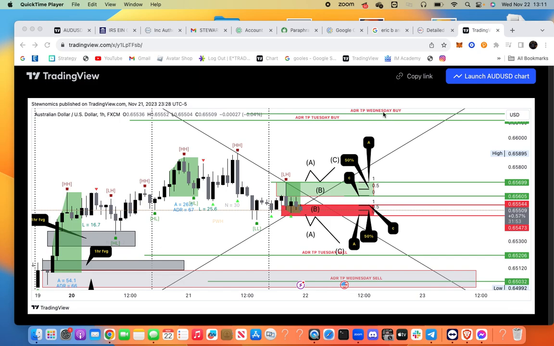So that's why you've got these ADRs. See, this is the Wednesday buy range. So here, if this thing goes 67 pips, this should at least be my first TP. So it'll be here plus another 27 that I didn't get over here.